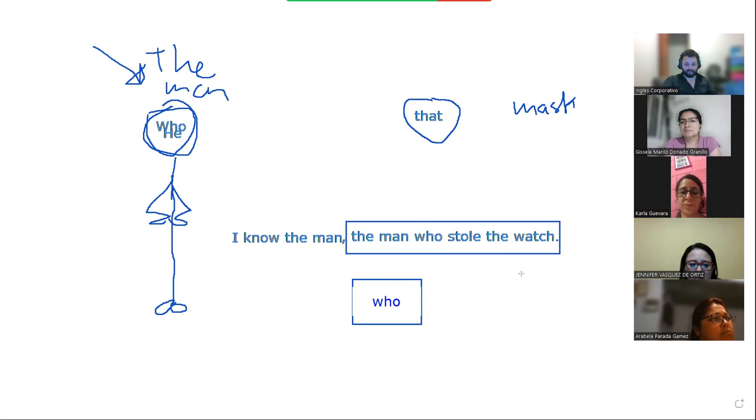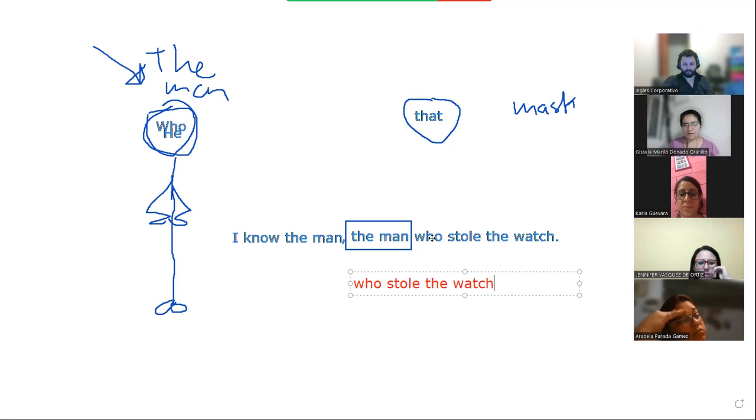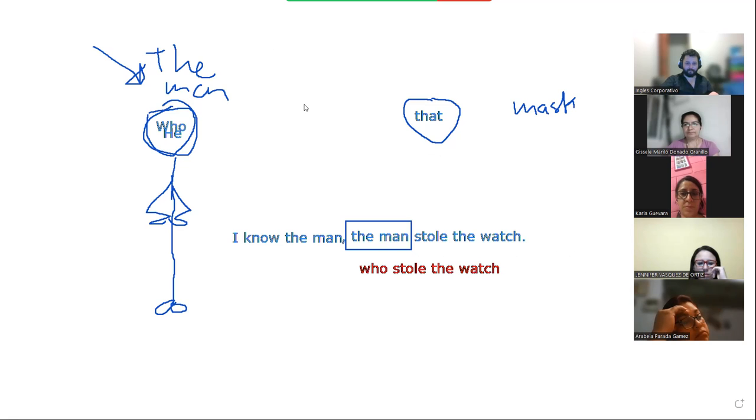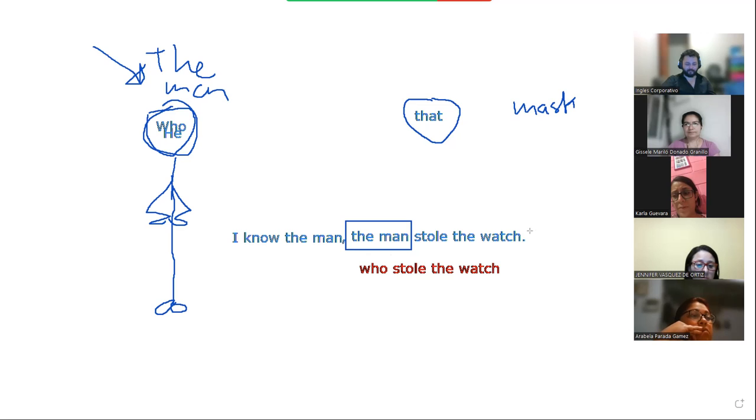So instead of that man, we can substitute this and say who. Who stole the watch. I should have written this: The man stole the watch. I know the man. The man stole the watch. Technically it's a good sentence, but it's very repetitive. So how do we solve that issue? With who, which is a relative pronoun, because pronouns substitute what? The nouns. Pronouns substitute nouns.